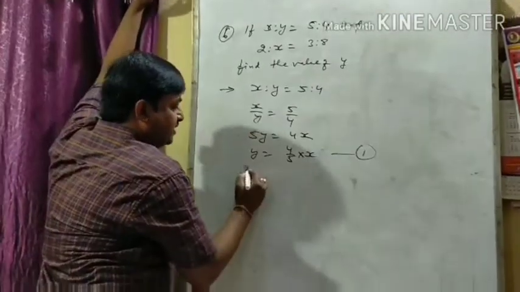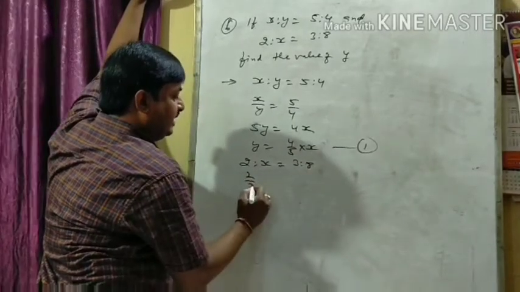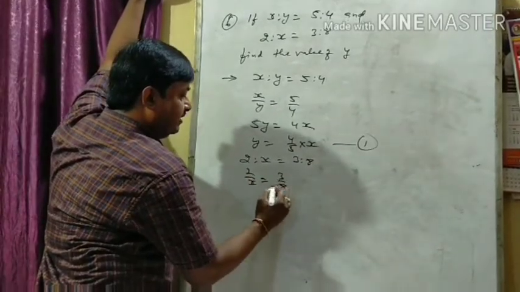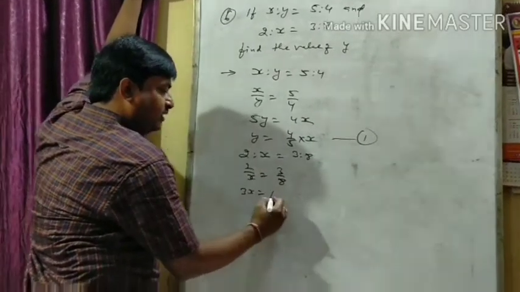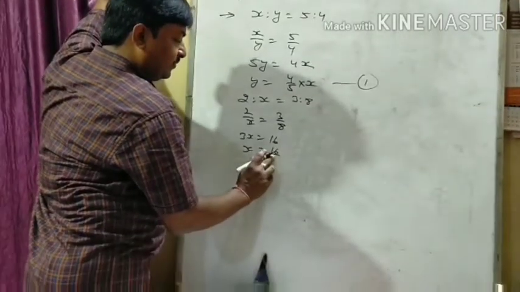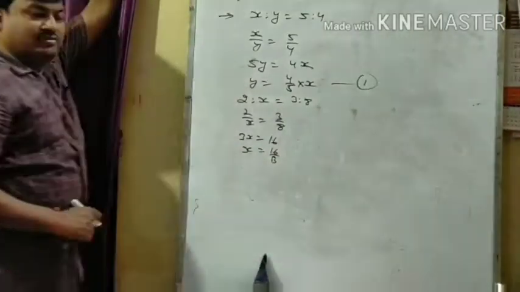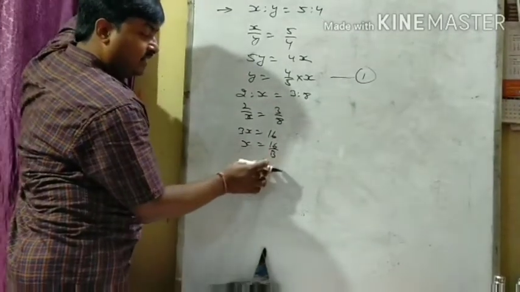In the second case, 2 is to x equals 3 is to 8. Therefore 2 by x equals 3 by 8. Cross multiply it. 3x equals 8 into 2, that is 16. x equals 16 by 3. Student, now you have the value of x, that is 16 by 3.